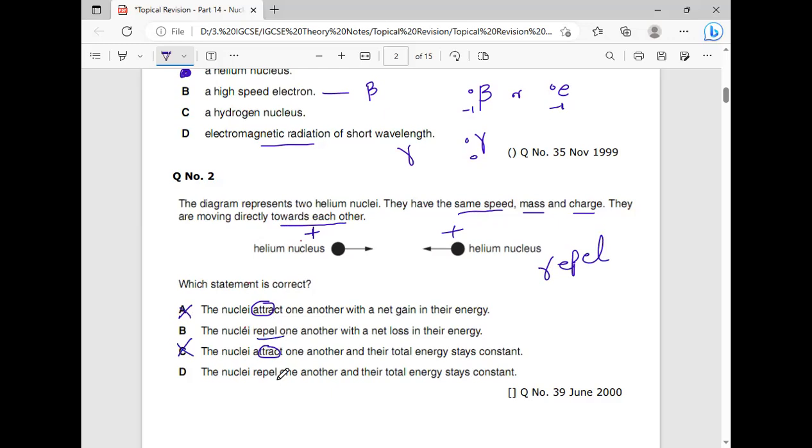Now, repulsion and repulsion. What is written over here? Net loss in their energy. Since they are moving with the same speed, the law of conservation of energy is being applied, and according to it, total energy always remains constant. So which option is correct? Option D is the correct answer.